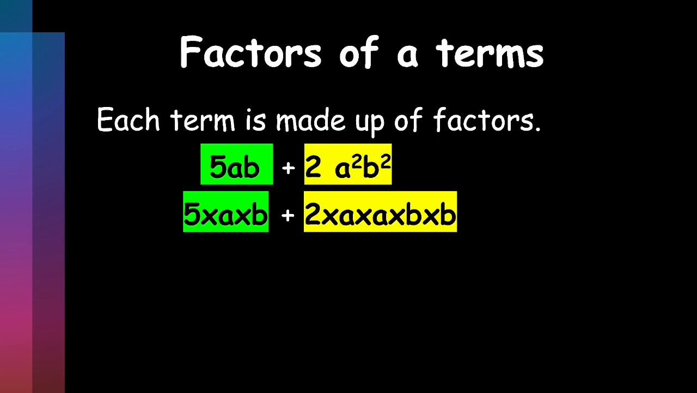Here we have split them into factors. In 5ab, 5 is multiplied with a, which is multiplied with b. That means the factors of this term are 5, a and b. Now 2a square b square. What do you mean by 2a square b square? What are those factors? 2 is one factor. a square means a multiplied 2 times. b square means b multiplied 2 times. So these are the factors of this term.